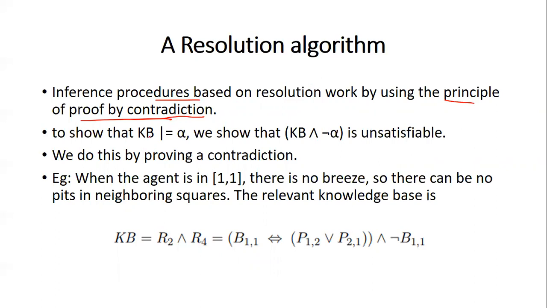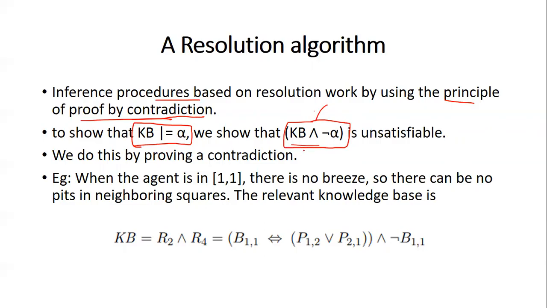Proof by contradiction means that if we want to prove that KB entails alpha, then we prove that by showing that KB and not alpha is unsatisfiable. KB and not alpha is unsatisfiable, right? Because here KB entails alpha means what? Wherever KB is true, alpha is also true. That is what it says. So here proof by contradiction means whenever KB entails alpha is true, we will prove that by proving that KB and not alpha is unsatisfiable.